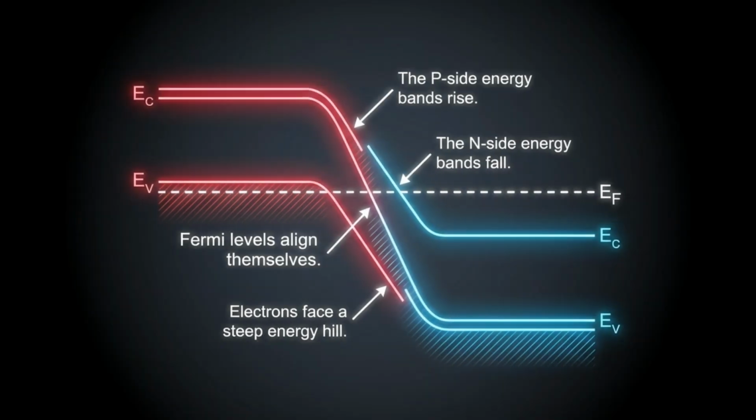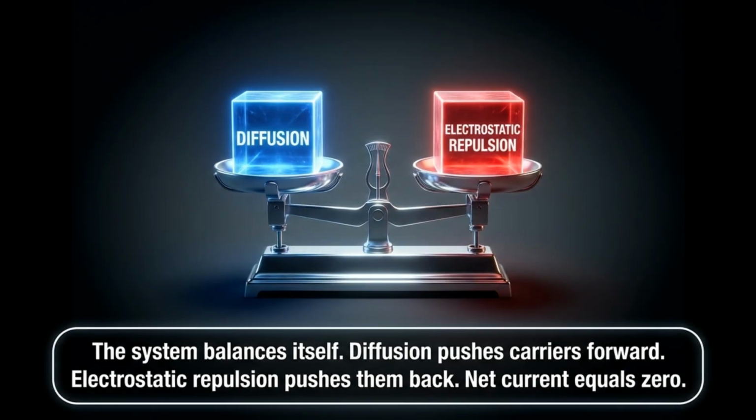The electric field causes the P-side energy bands to rise and the N-side energy bands to fall. The Fermi levels align, and electrons face a steep energy hill. The system balances itself when diffusion pushes carriers forward, and electrostatic repulsion pushes them back. At equilibrium, the net current is zero.